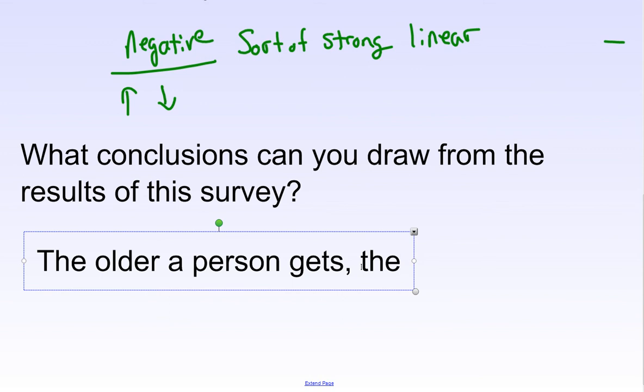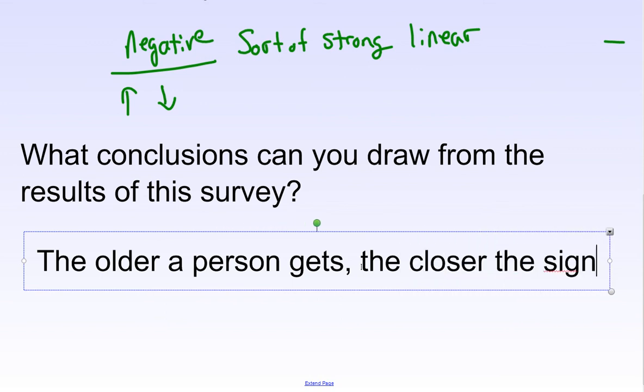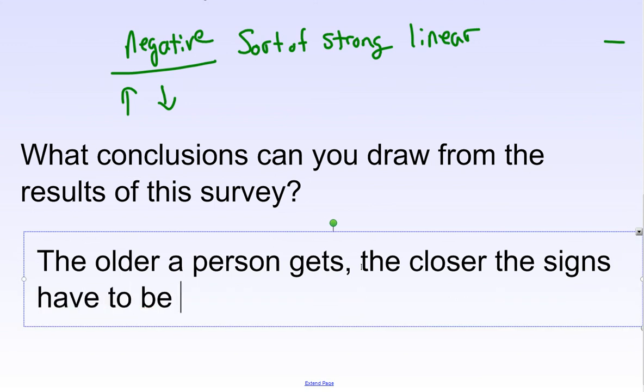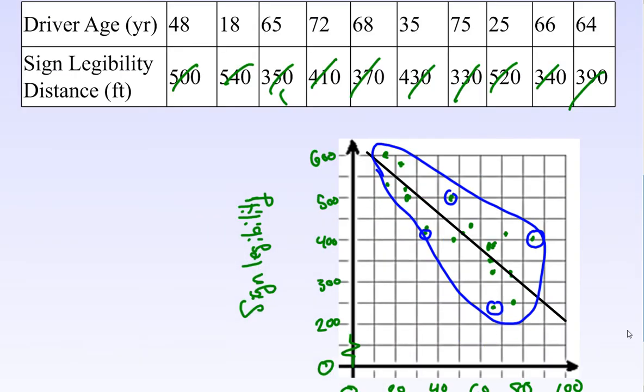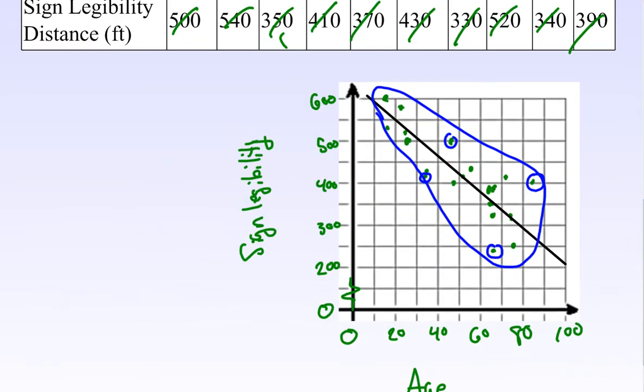The older a person gets, the closer the signs have to be to be read. I guess that works. I mean, you kind of get what I'm saying. So as they get older, the signs will need to be closer for them to read it. So they don't have such good vision distance as we get older, according to our data, according to our graph and our scatter plot. All right?